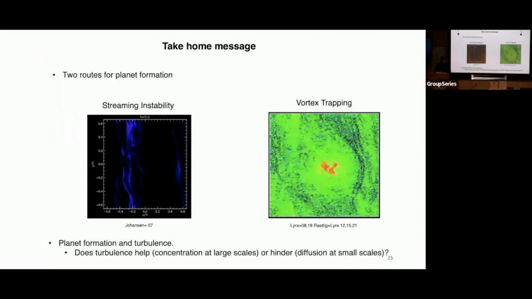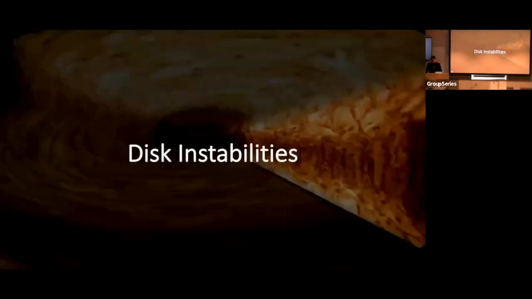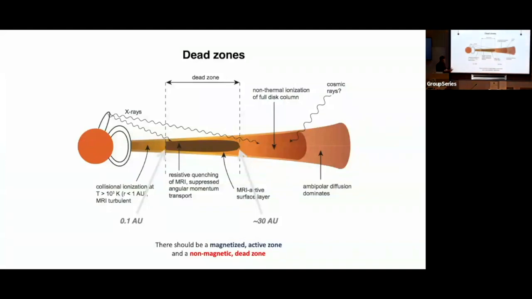And also, there are other types of these instabilities, and we want to know also how they interact with these mechanisms to form planets. So I'm going to pass now to this second part of the talk, discussion of these instabilities. We know that, as I said, yes.